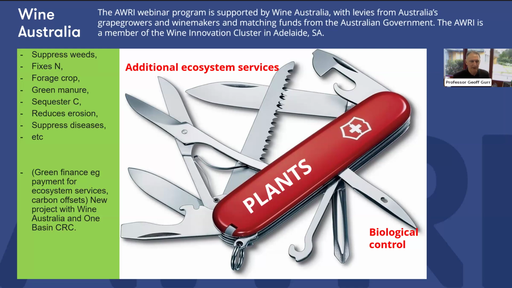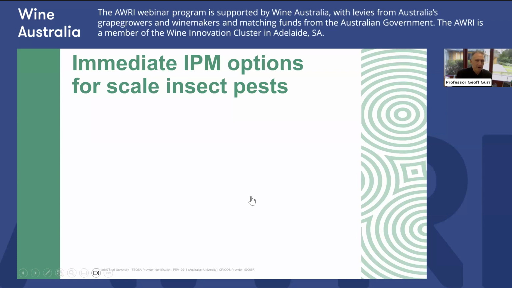But looking ahead just a little bit, I think there's great scope in Australia for us to follow in the footsteps of some overseas industries in the area of green finance. So what I mean by this is payment for ecosystem services systems or carbon offsets. And a new project that I'm leading with Wine Australia in conjunction with the One Basin CRC, which is just kicking off at the moment, is exploring these green finance measures and how they could be implemented in Australia. And perhaps I can report back on that in a couple of years. All right, so much for gazing into the crystal ball of the future.